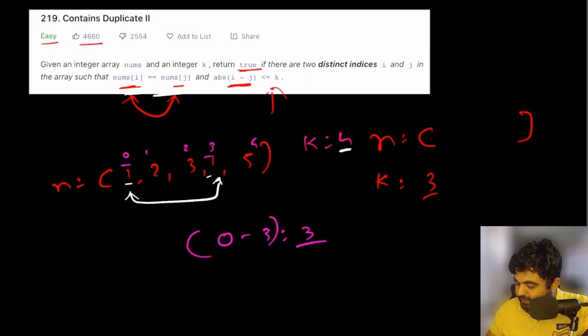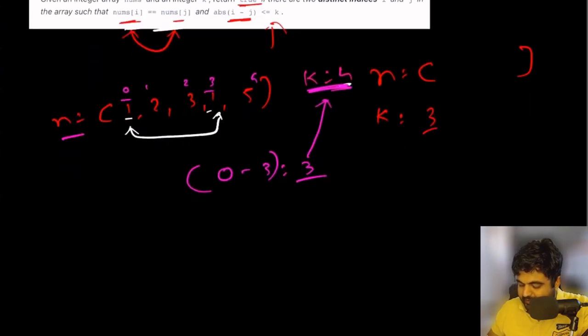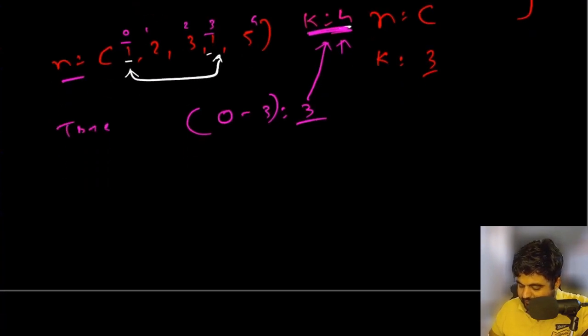the answer is going to be 3. 3 is actually less than the value of 4, which means this one currently contains the duplicate value that is not far away, within 4 elements from each other. So in this case we are going to return true. Let's try to understand it with one more example.